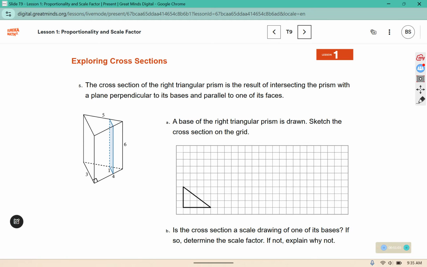The cross-section of the right triangular prism is the result of intersecting the prism with a plane perpendicular to its bases and parallel to one of its faces. A base of the right triangular prism is drawn. Sketch the cross-section on the grid. This is 1 across and 6 tall. These cannot be scale drawings of one another because this one is a triangle and this is a rectangle.